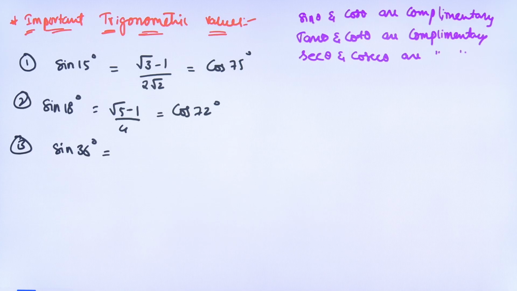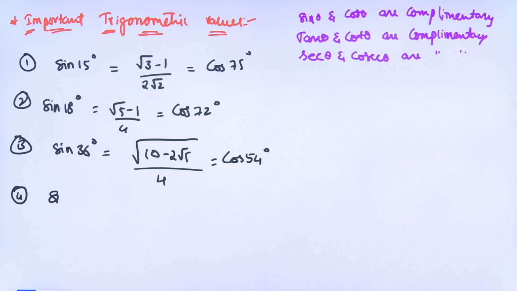And next, sine 36 degree will be square root of (10 minus 2 root 5) by 4. See, 90 minus 36 will be how much? 54. So, sine 36 will be equal to cos 54 degree. Okay, students? Right? Next, sine 54 degree is (root 5 plus 1) by 4. Sine 54 will be equal to cos 36 degree. Clear with this? Right?